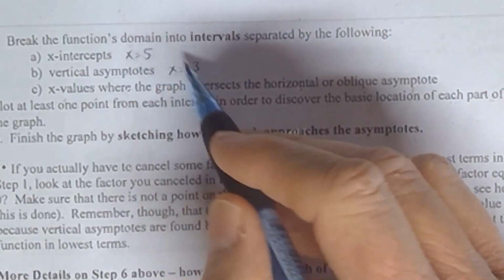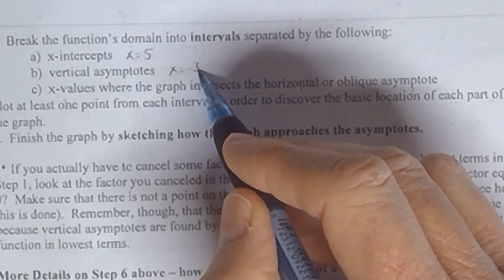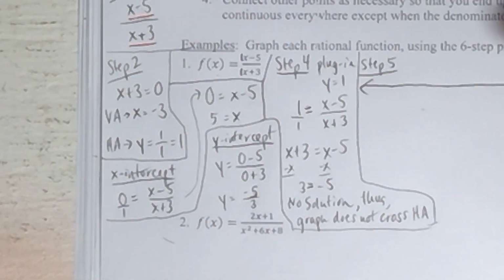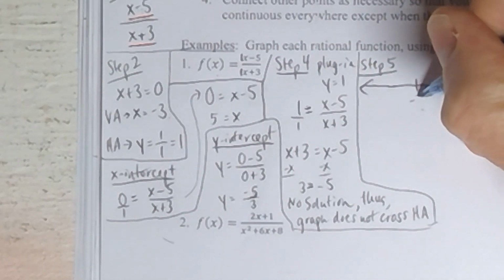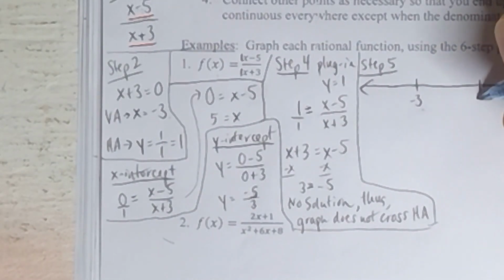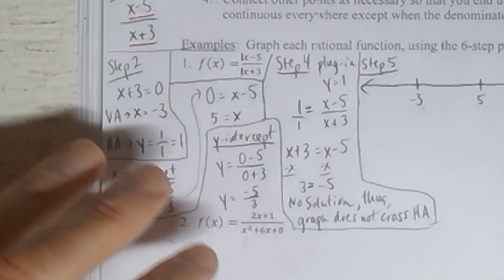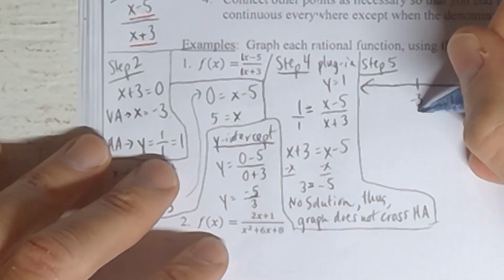So we break up our number line according to these 2 numbers here, 5 and -3. Let's do that right now. Always put the smaller number on the left-hand side of where the bigger number is, like that. And then what you do at this point, you guys, is you plug in numbers that are in these intervals here.